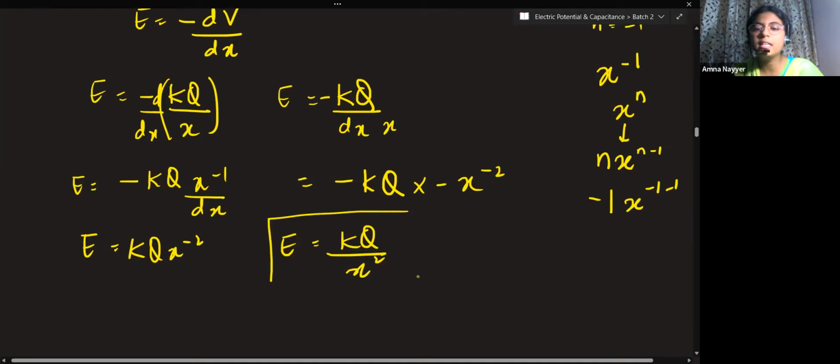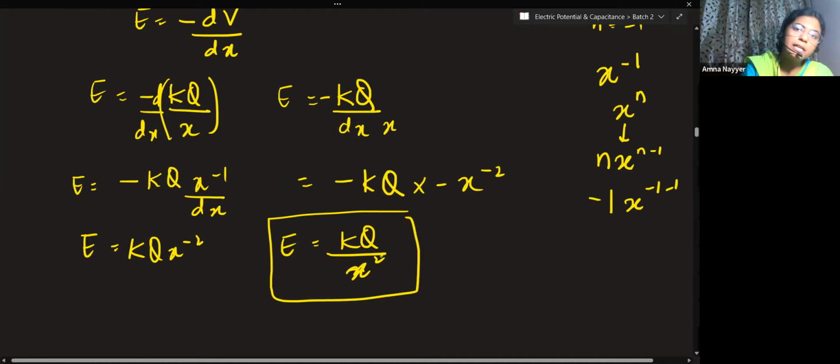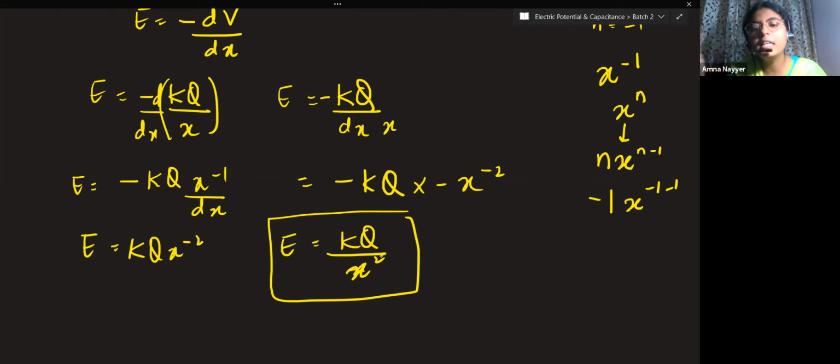So see, integration and differentiation are inverse operations. If you want to get potential, you can write electric field as kq by x square and then integrate it. Then you will get potential as kq by x, because the relation between electric field and potential uses differentiation. So by using the reverse operation, that is integration, you can get the potential back. Similarly, if you have potential, by differentiating it, you can get the electric field in this manner. So this proves that this relation is also valid. So quickly note down this.